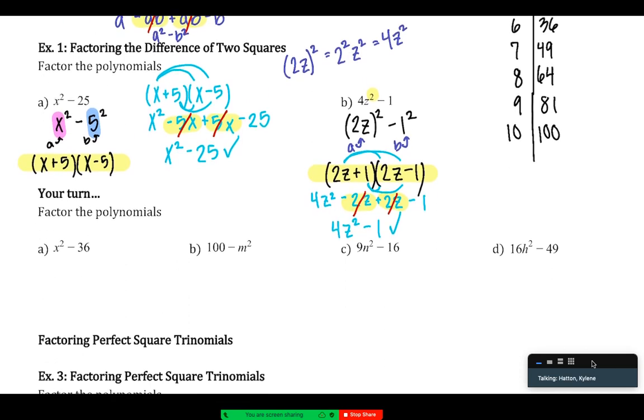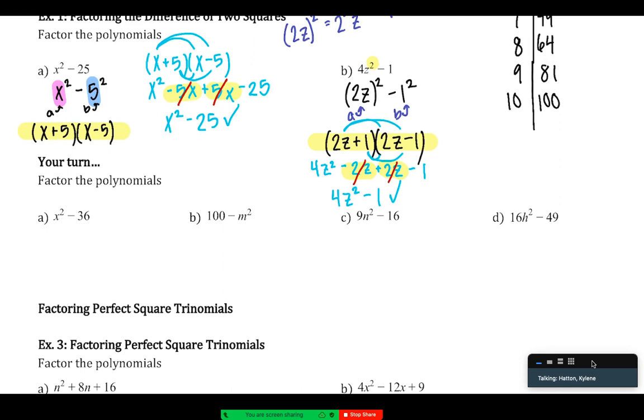So I'm going to give you guys time to do A, so x squared minus 36. It's really similar to the A up here. The only thing that changes is the 25 to 36. So I'll give you guys a minute to work through that, and then we'll go through it together.